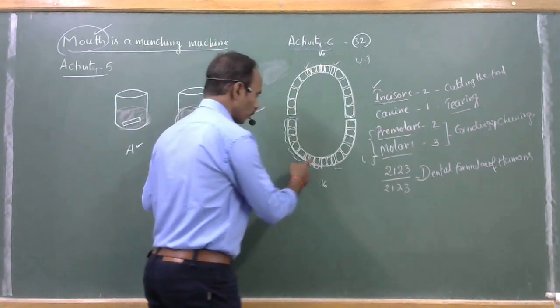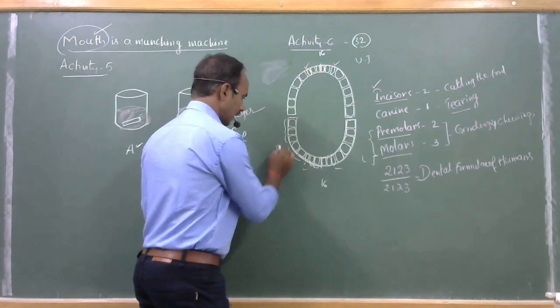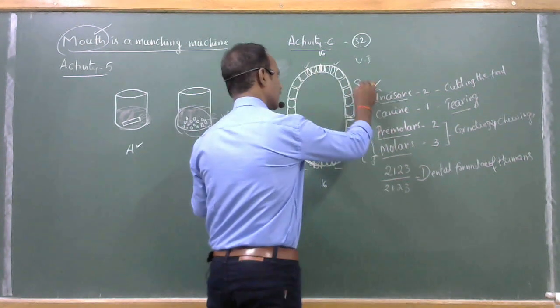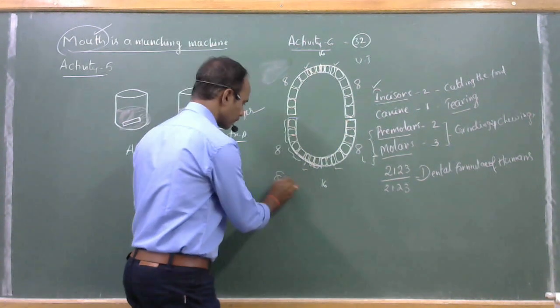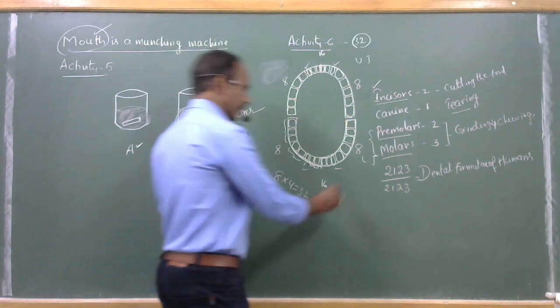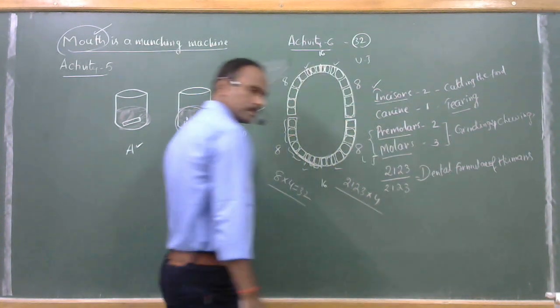Here 2, 1, 2, 3, that is 8 teeth present in half jaw. 8 into 4, there are totally 32 teeth present. Or simply 2, 1, 2, 3 can be multiplied by 4.